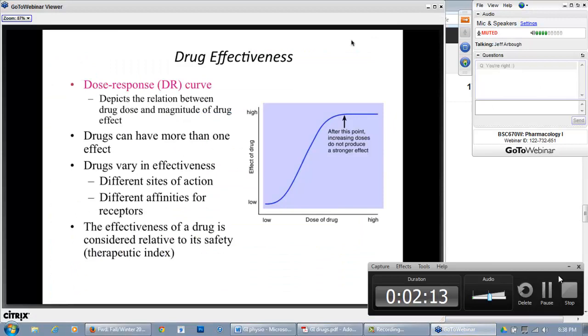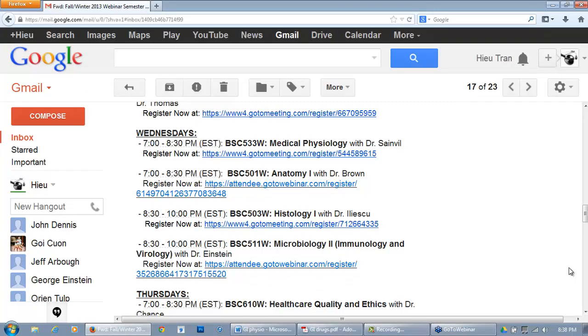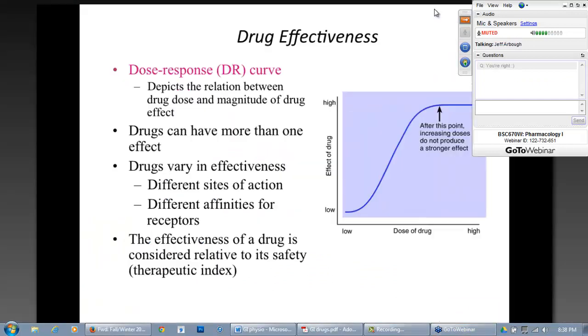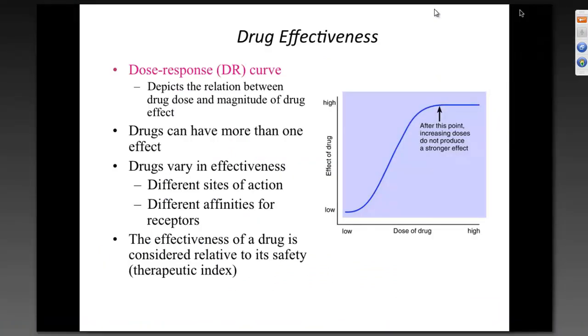Okay, so we've been talking about drugs, some of the basics. We'll finish up some of the basics tonight and then move into actual drugs that have to do with what you guys are doing on the ground, on site there. So when last we left off, this was the last slide that we looked at. It was talking about drug effectiveness.